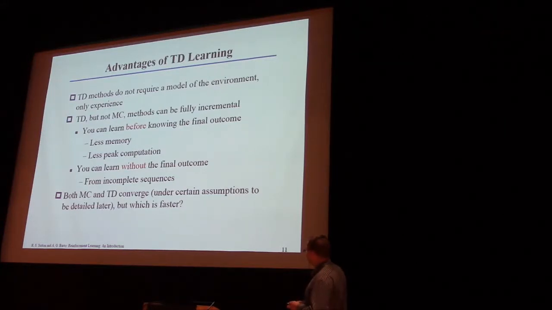Both Monte Carlo and TD can be proven to converge under some assumptions. For example, if you have a finite state space and we continue to see all state-action pairs infinitely often over the infinite sequence, that is, there's no limit to how many times we will eventually see every state-action pair, one can then prove that TD learning converges.